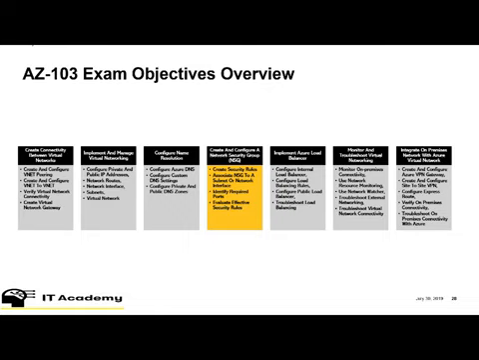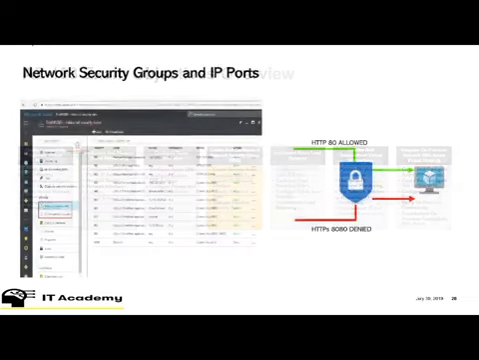We need to be able to associate network security groups with a subnet or an individual network interface. We need to be able to identify what ports are required for an application to communicate effectively, and to also evaluate all the security rules that apply to a particular bit of traffic when multiple network security groups are applied.